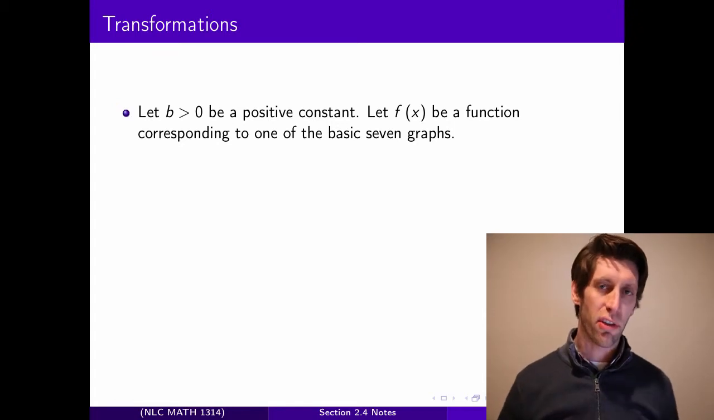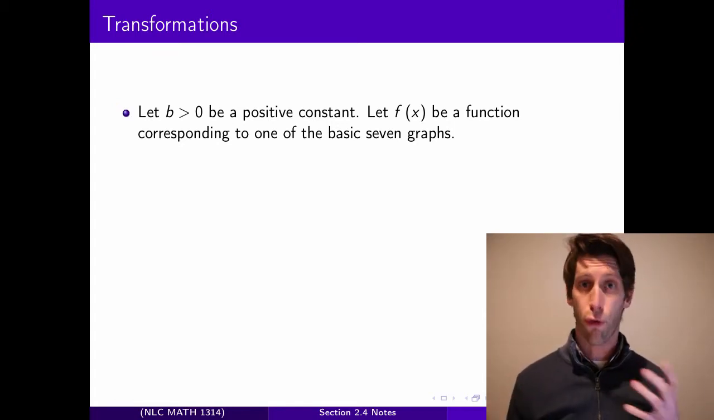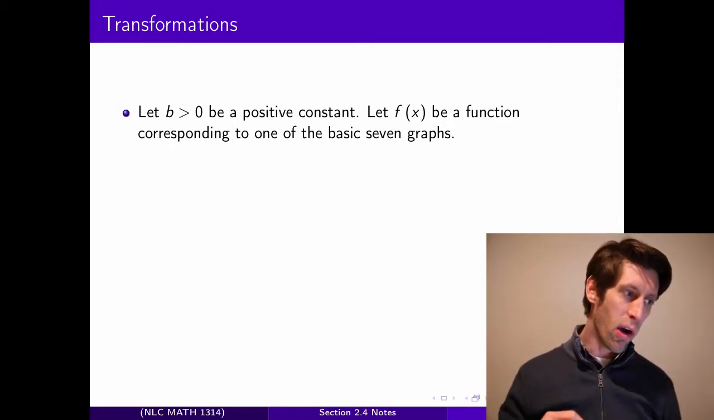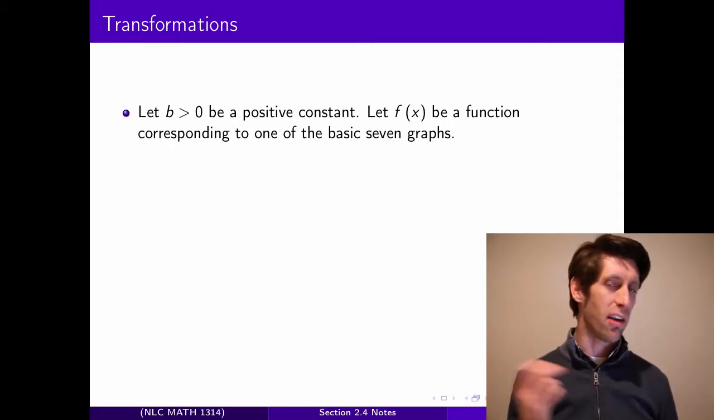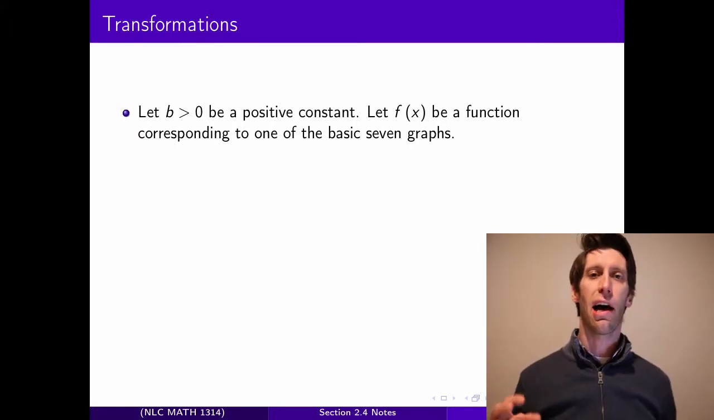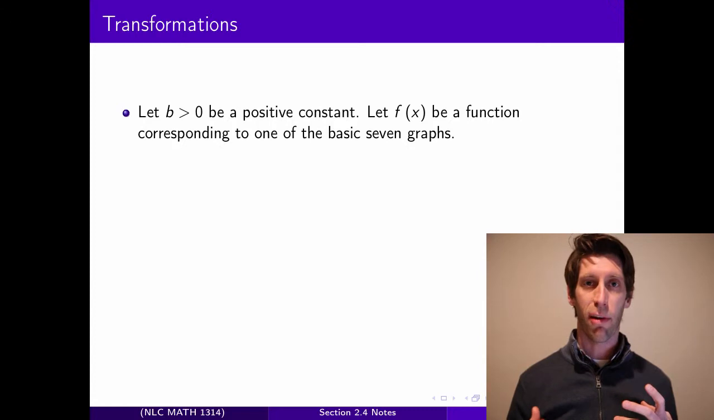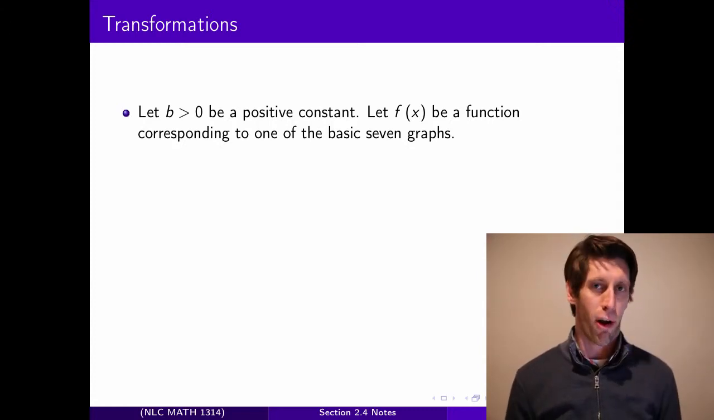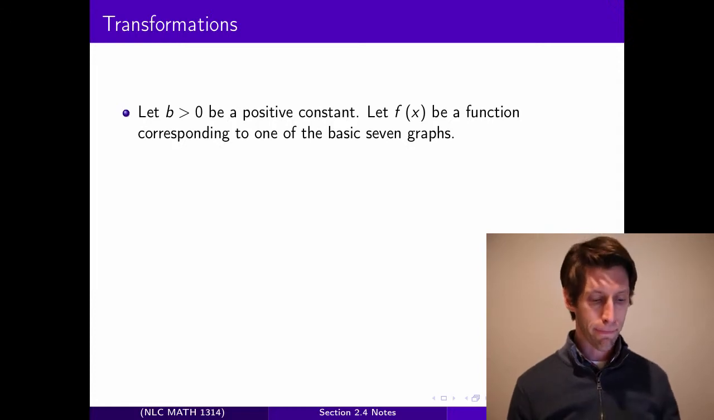So what we're going to do with these 7 basic graphs is we're going to transform them. We're going to take them and we're going to move them around somehow. So in what follows, b here is just some positive number. It's a positive constant. F of x is going to be a function that represents one of those 7 basic graphs. Now, strictly speaking, it doesn't have to be one of the 7 basic graphs, but for us, for the most part, that's what it's going to be.